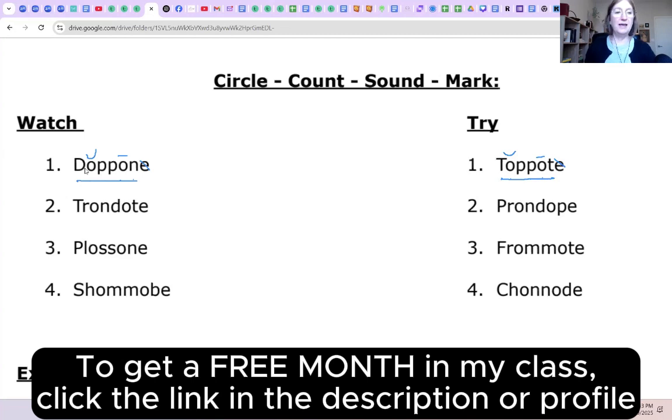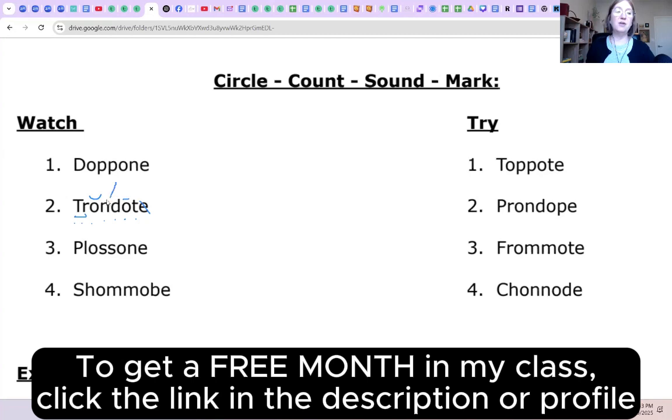Number 2, we have this TR. I want all of us, me included, to enunciate the TR nice and clearly so the T gets pronounced and doesn't get a sloppy pronunciation. And then this O says ah because of those two consonants after it. This O has a vowel one or two doors away, so it's going to say O. And this E says nothing. Our sounds are T, R, ah, N, D, O, T.